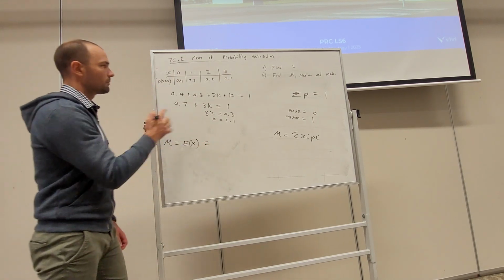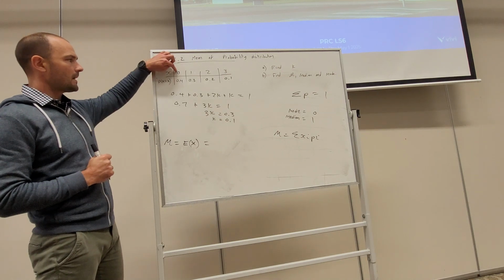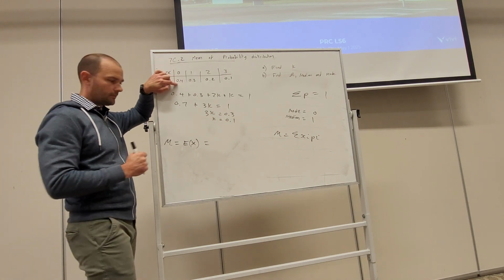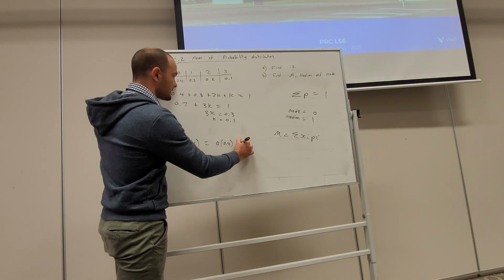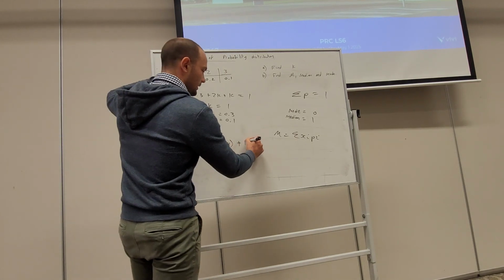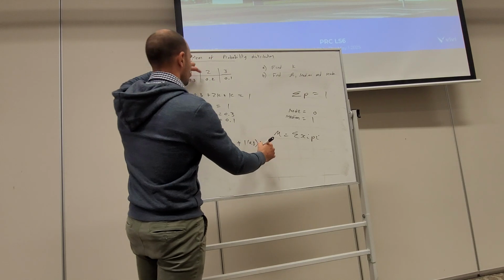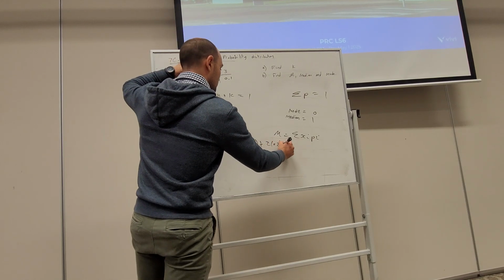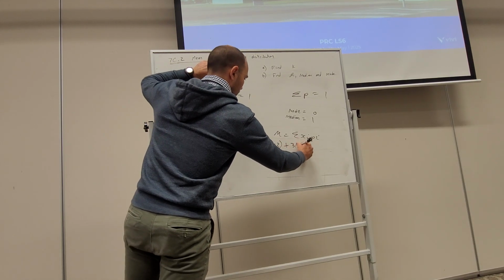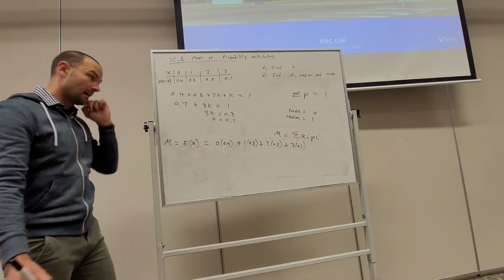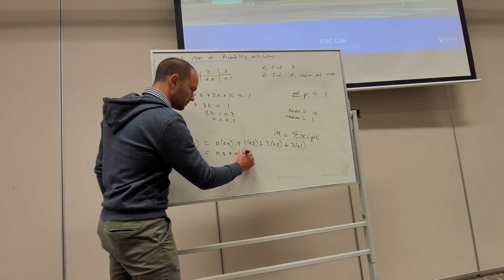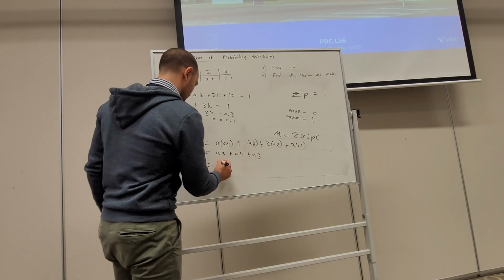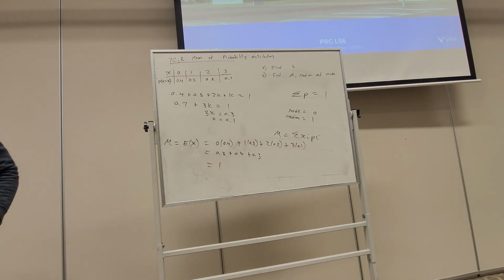So for this distribution, what it is going to be is each event multiplied by the probability of that event. So we'll have 0 times 0.4 plus 1 times 0.3 plus 2 times 0.2 plus 3 times 0.1. And then we just evaluate it. We'll have 0.3 plus 0.4 plus 0.3, which is 1. The mean of the distribution is 1.